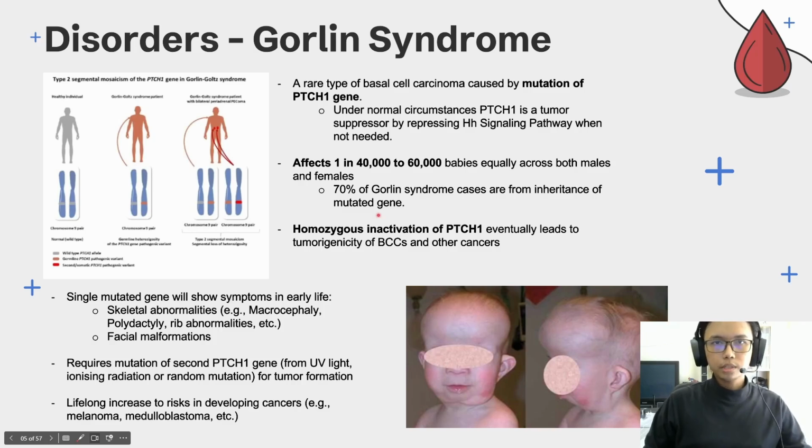But throughout their entire lives, any patients with Gorlin syndrome will always have an increased risk of other cancers such as medulloblastoma and melanoma, which is a type of skin cancer.